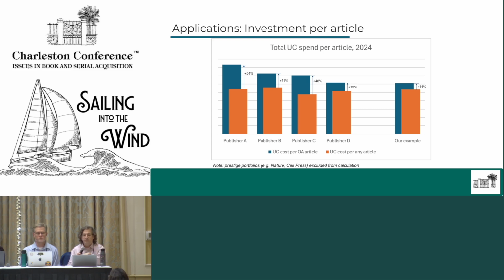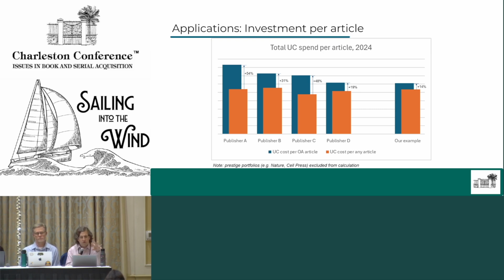So what I'm showing here is some benchmarking on the left against a series of our largest publisher agreements for calendar year 2024 for both the investment per open access article, which is in blue, and the investment per any article, which is in orange. And in this way, we can see how the investment per open access article gets connected with the uptake of the open access model. Whereas investment per any article, the orange, gives a better long-term view of what we might be able to expect from one of these agreements.